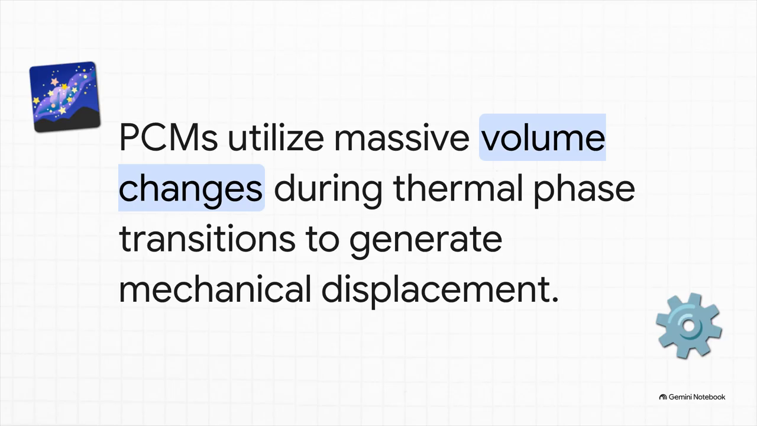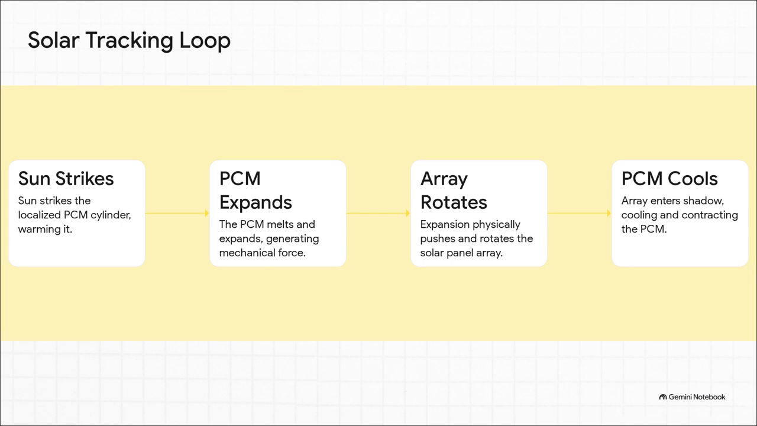These are materials like certain paraffins that expand massively when they melt. Because they react directly to ambient heat, they don't need a single drop of external electrical power. Plus, for spacecraft where every single gram is strictly accounted for, PCMs pack the absolute highest energy density of any actuator type out there. This isn't just some theory either.